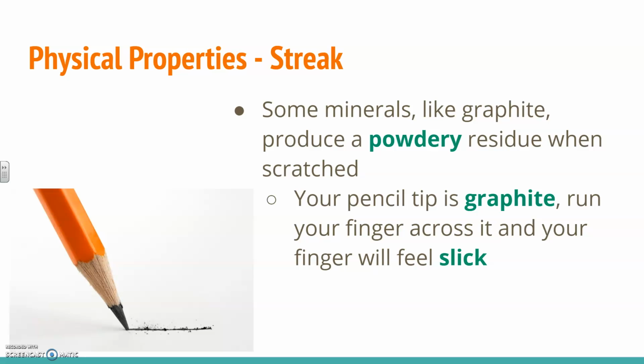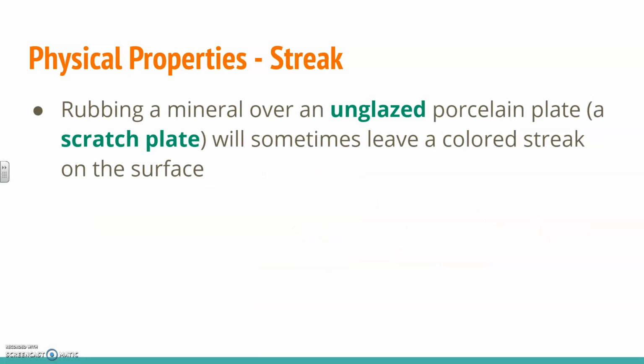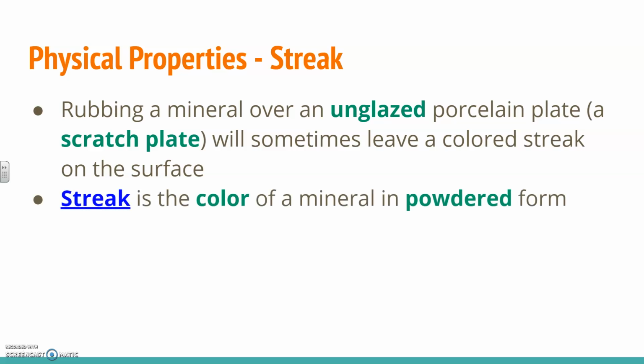So go ahead and try that with your pencil. Your fingers might feel a little bit slick or powdery. Okay, so that's what's going on there with the streak. Rubbing a mineral over an unglazed porcelain plate, a scratch plate, will sometimes leave a colored streak on the surface. I have a picture of a scratch plate coming up. Streak is the color of a mineral in its powdered form.